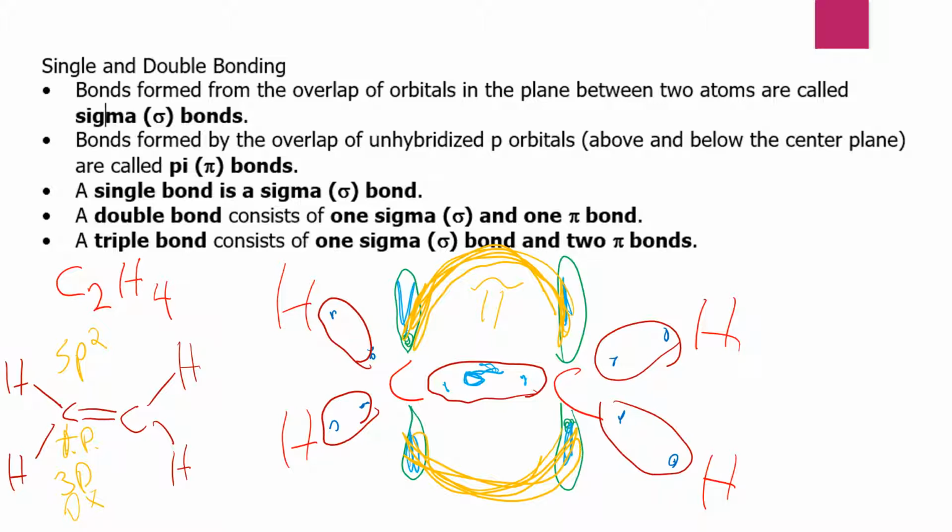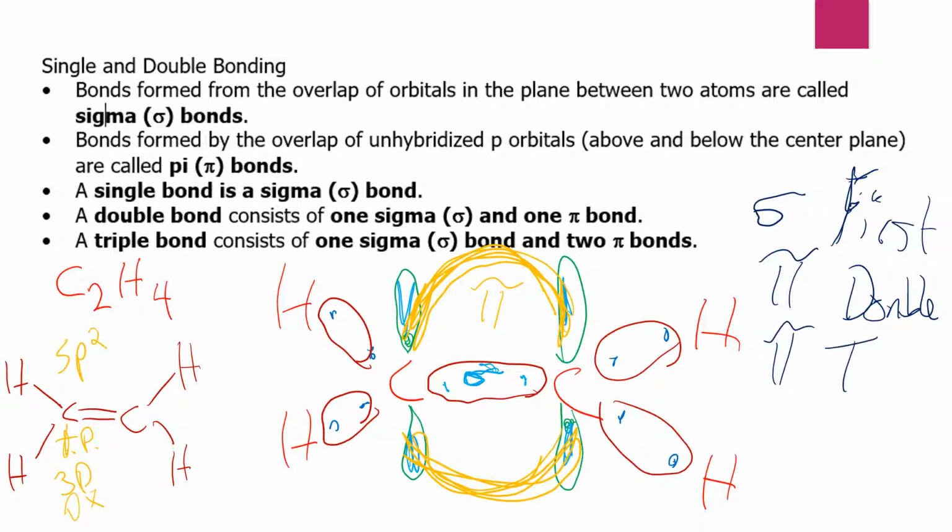So the sigma bond is the first bond. Wow, that is really hard to read. The sigma bond is the first bond. A pi bond is when you have a double bond. Oh, what if you have a triple bond? That would be another pi bond. If you have a triple bond, you have a second pi bond. But the first bond that forms is always called a sigma. The second one is a pi bond. The third one is a pi bond.